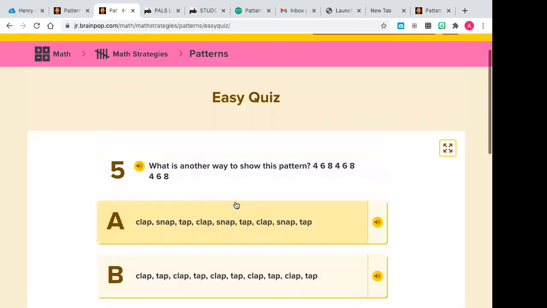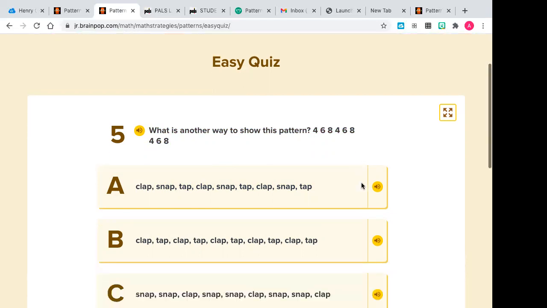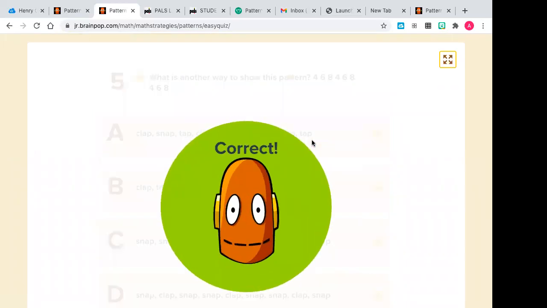One more question. What is another way to show this pattern? 4, 6, 8. 4, 6, 8. So it's like an A, B, C pattern, okay? Let's see. Clap, snap, tap. Clap, snap, tap. Does it sound like this A, B, C going over? We'll see. You were right.